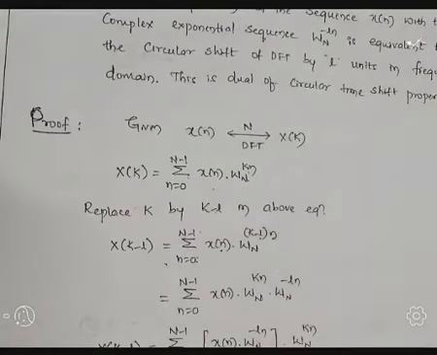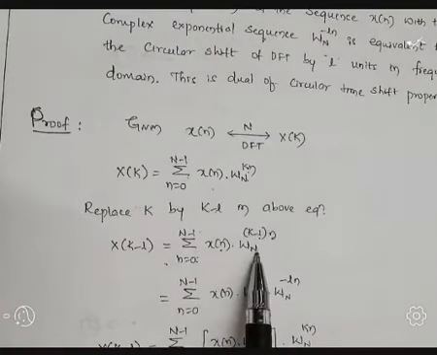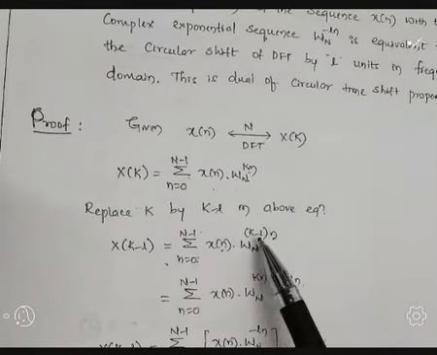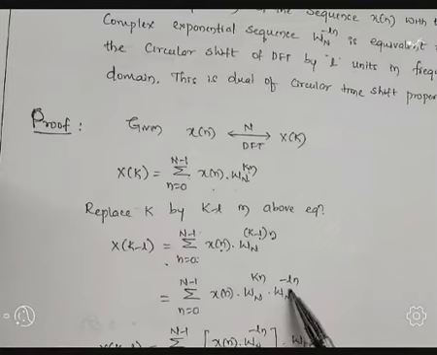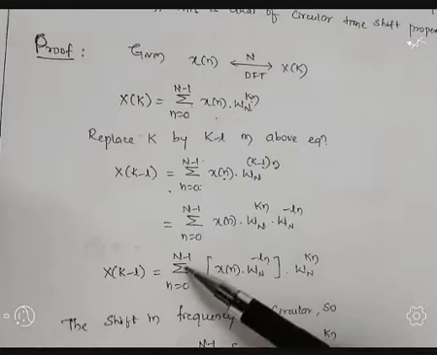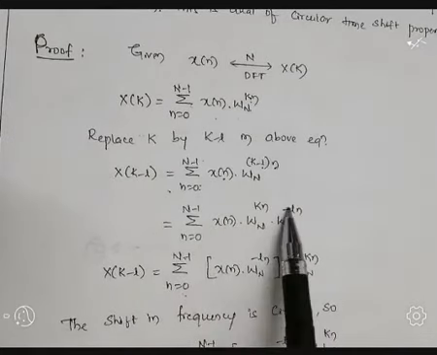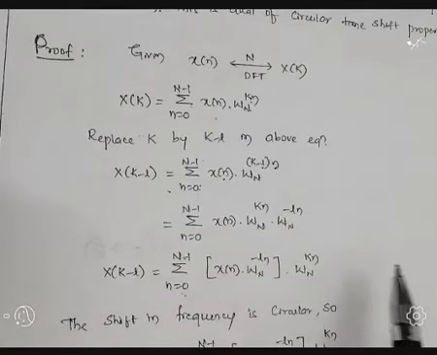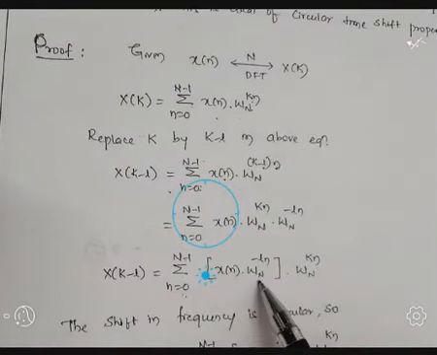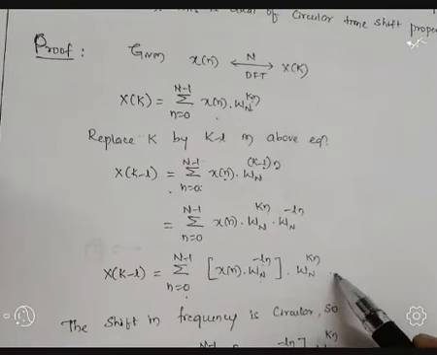Okay, fine. Next step is separating this term, the remaining term as it is: kn multiplied by Wn to the power minus ln. So X of k minus l is equal to summation over the limits n equal to 0 to N minus 1 of x of n, I will take this inside the bracket and this one I will take outside, in order to compare with the definition of DFT: x of n multiplied by Wn to the power minus ln. So write it as equation number 2.